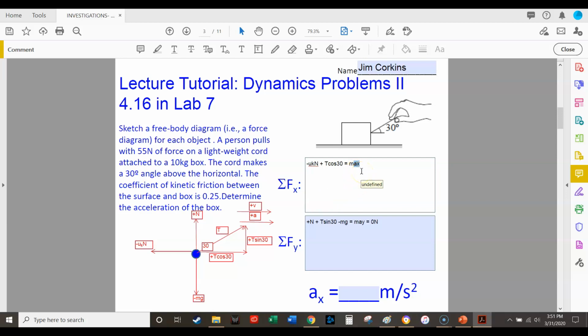Now you're going to have to merge these two equations together. We know what t is, but we do not know what the normal force is. So typically if you have friction, you're going to use the y direction forces to solve for the normal force, and then substitute that in for the normal force here, and then solve for the acceleration in the x direction. So please do that now.